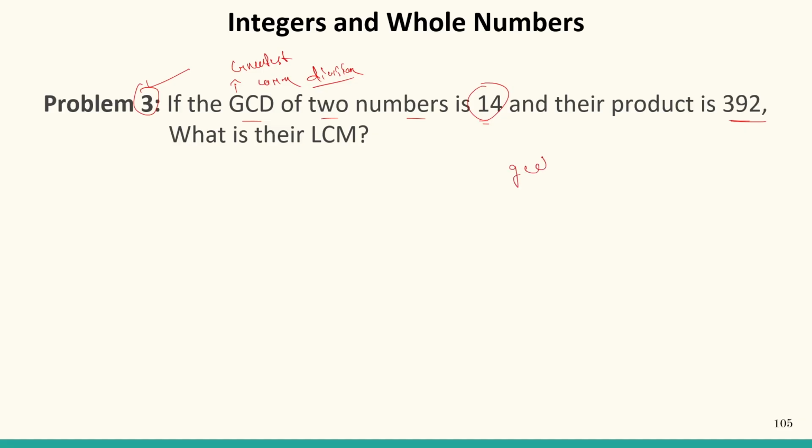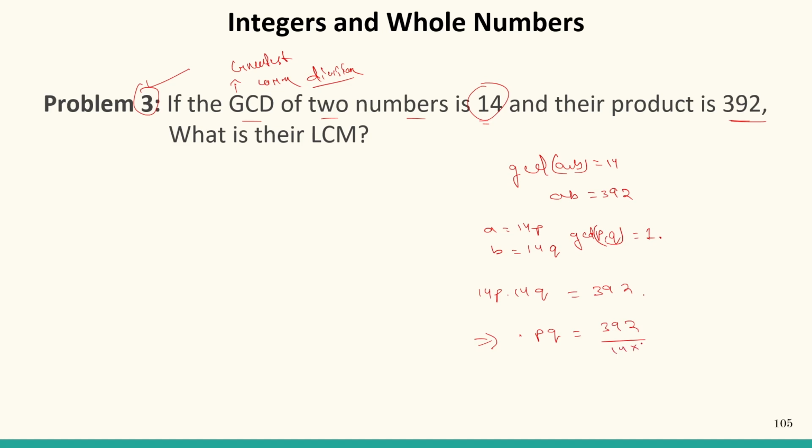So GCD of A and B is equal to 14, that is given here, and AB is given as 392, right? So since 14 is there, let A be equal to 14P. We can assume this, and B is equal to 14Q. And P and Q are co-primes, that is their GCD, greatest common divisor, is equal to 1. So basically 14P into 14Q is equal to 392. So this implies that PQ is equal to 392 by 14 into 14.